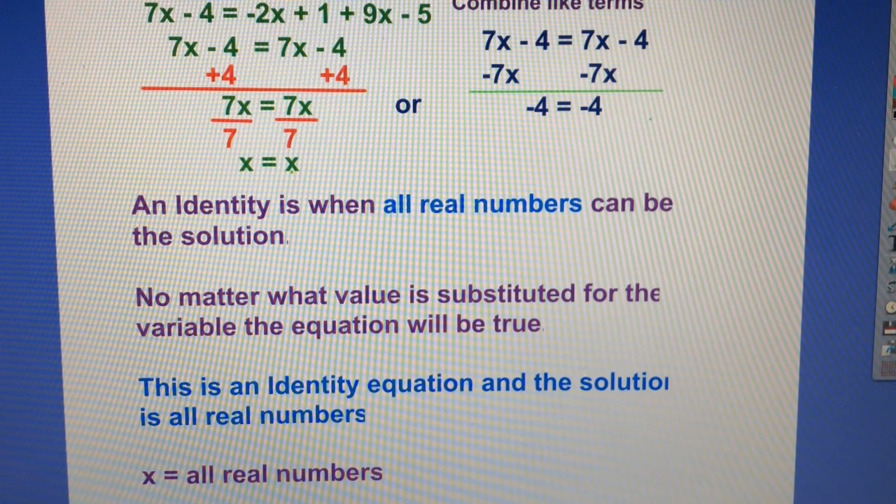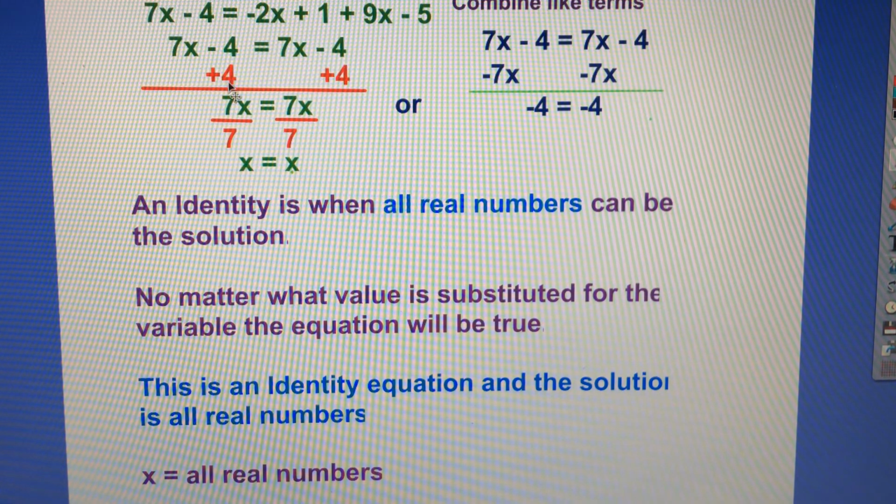Examples. Here I have 7x minus 4 equals negative 2x plus 1 plus 9x minus 5. Okay, I have to clean this up. This is a mess. I have a negative 2x and a positive 9x, positive 7x. A positive 1 and a negative 5 makes a negative 4. You can see immediately that these two sides equal each other. But that's all right. Keep going.